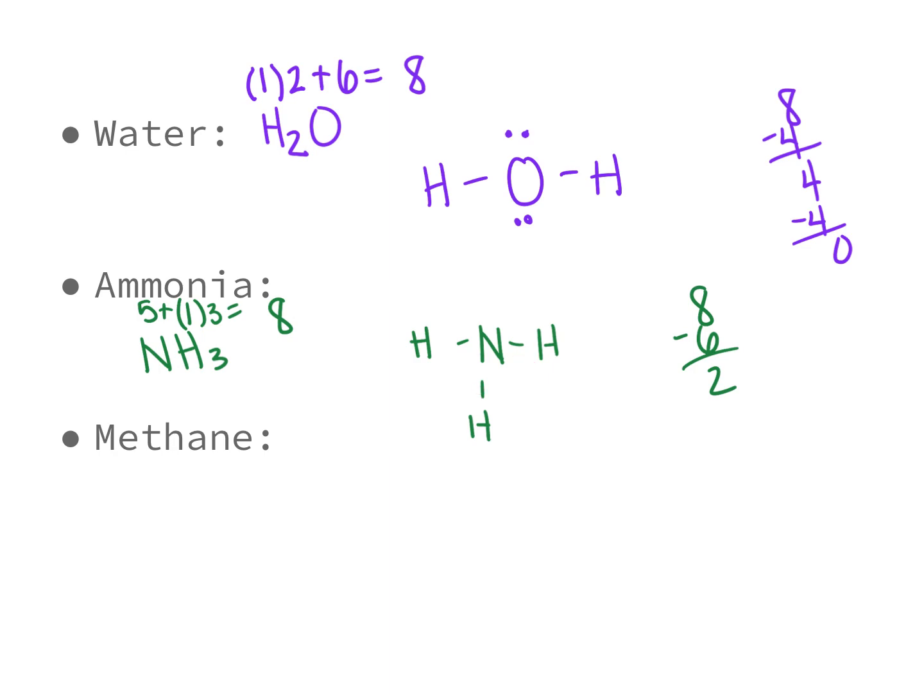Nitrogen has 2, 4, 6, and how many does nitrogen want? 8, so you've got to add in 2. So again, you add them in as 2 dots. What do we call those 2 dots? We call them a lone pair. Okay, a lone pair. We've used them all.